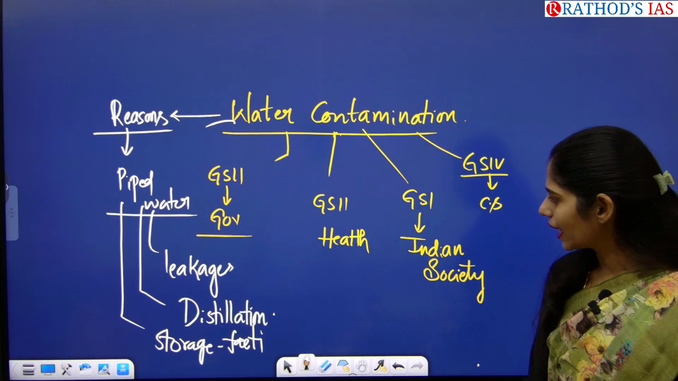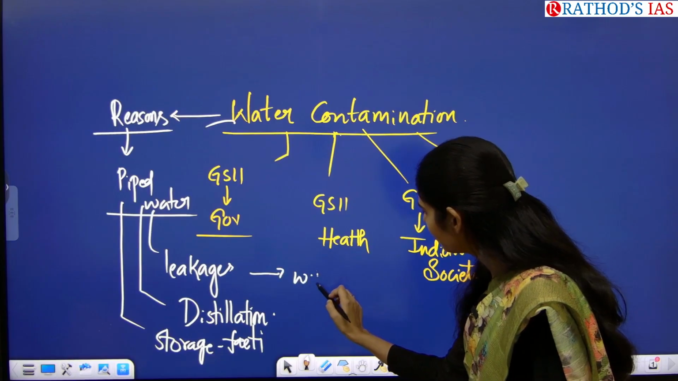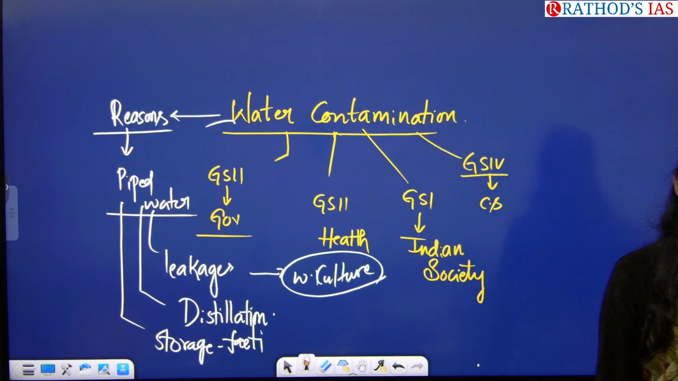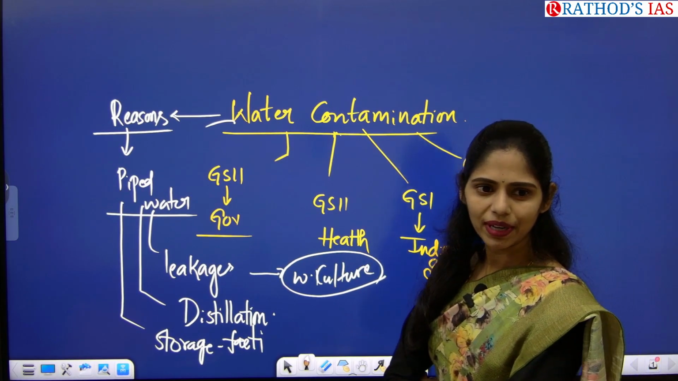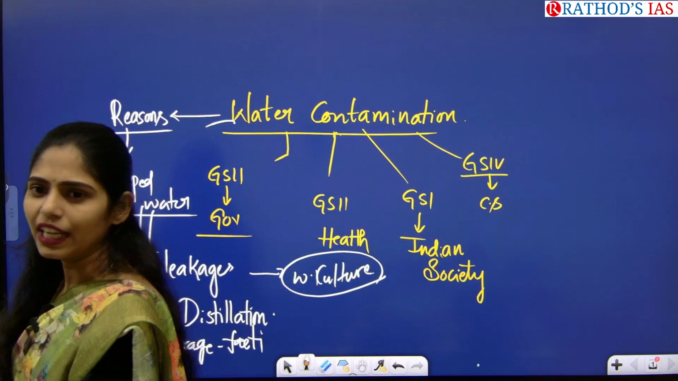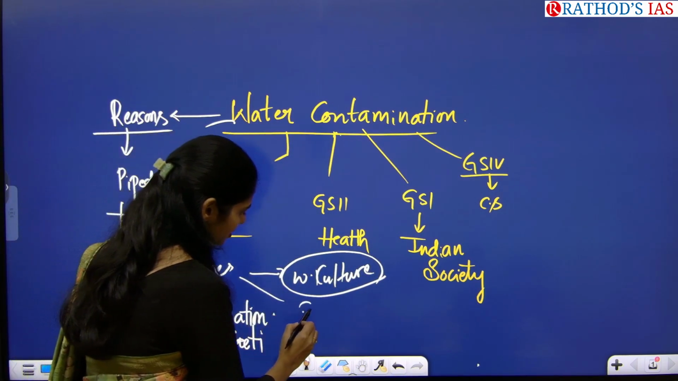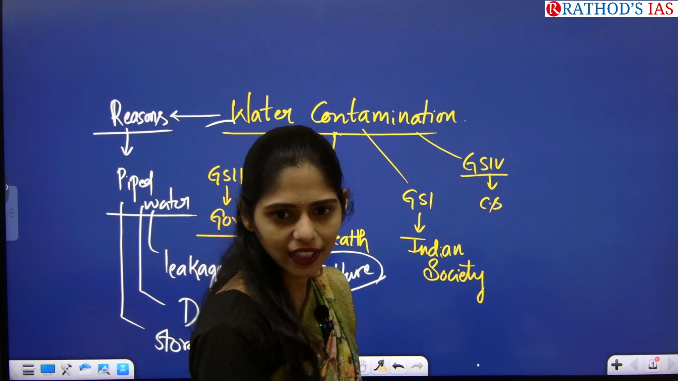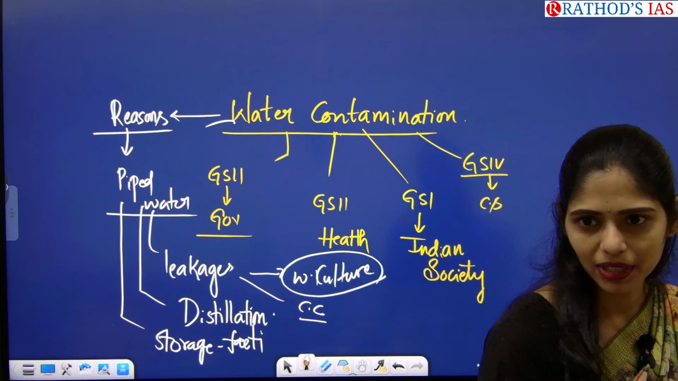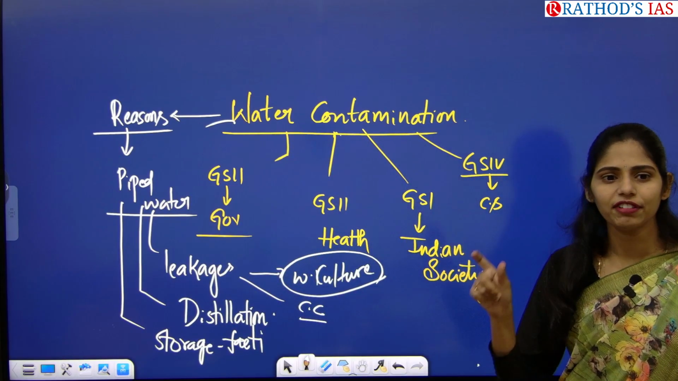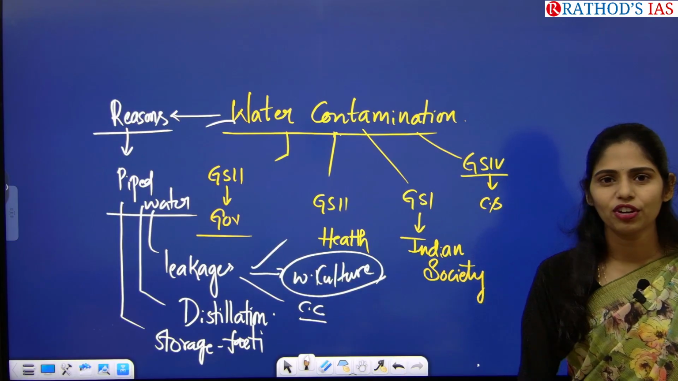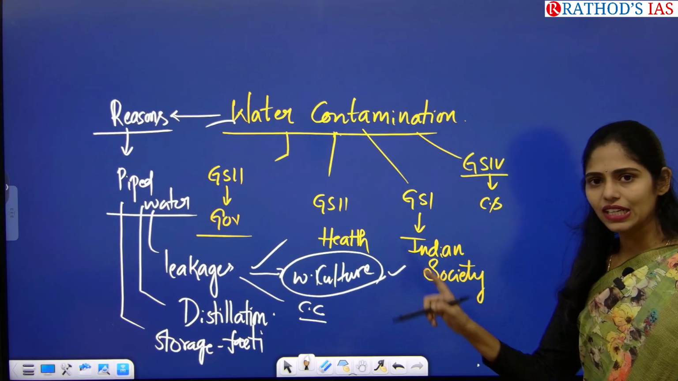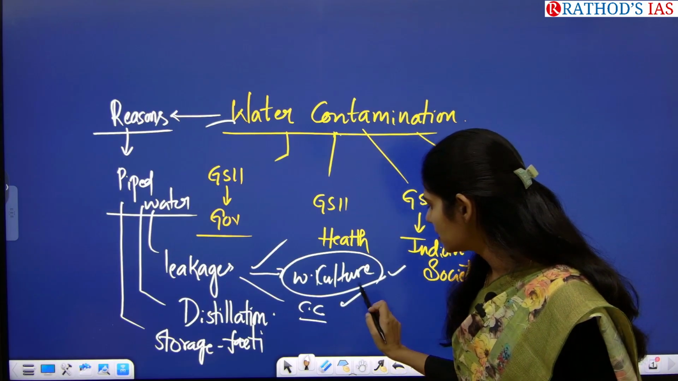proper monitoring. So can we connect this topic to work culture? Yes or no? In your ethics, we read about the work culture of public as well as private institutions. And can we connect it under citizen charters? In citizen charters, there is a list of the services provided by the government within a prescribed time limit. If you do not have adequate staff in public service, can we ensure repairing of leakages within a prescribed time limit? No. Because of this, we can connect this topic with work culture and citizen charters.